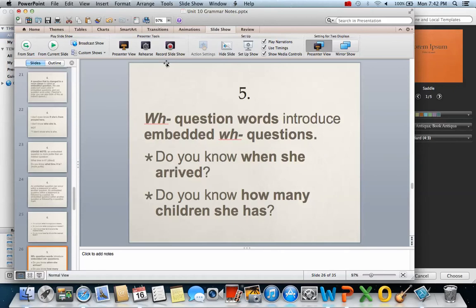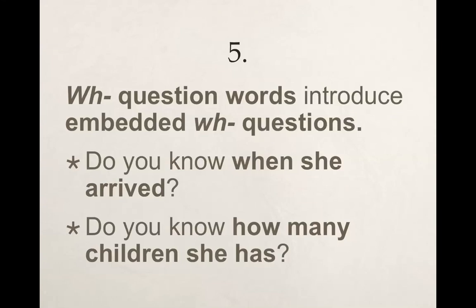Okay, let's go to this. Okay, WH question words introduce embedded WH questions. So, do you know when she arrived? Do you know how many children she has? Here the embedded question is, when did she arrive? Here the embedded question is, how many children does she have?